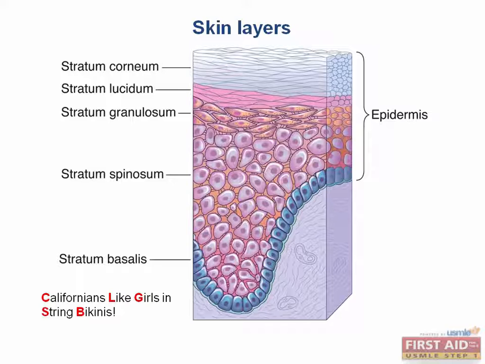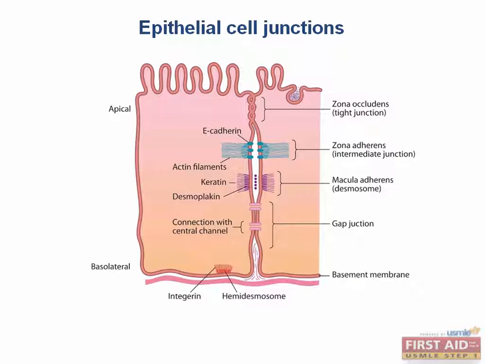Now how can you remember this? Think L for lucidum is the only letter in the acronym that's in both words, palm and sole. This diagram covers a fairly important set of topics. The structures we're about to discuss provide the integrity of the epithelium and allow cells to have specific functions.